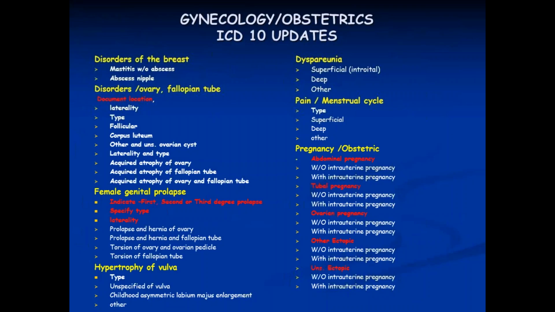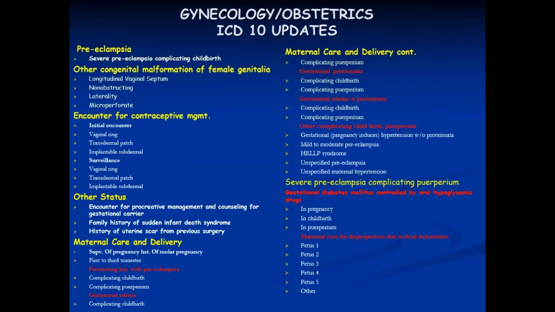So for pregnancy and obstetrics, it's gotten a little bit deeper too, with the abdominal pregnancy, tubal pregnancy, ovarian pregnancy, ectopic. It wants us to give more information, whether or not a person has pre-eclampsia, and now there's more severe pre-eclampsia complicating childbirth. There are also other congenital malformations of female genitalia. So they go through those steps.